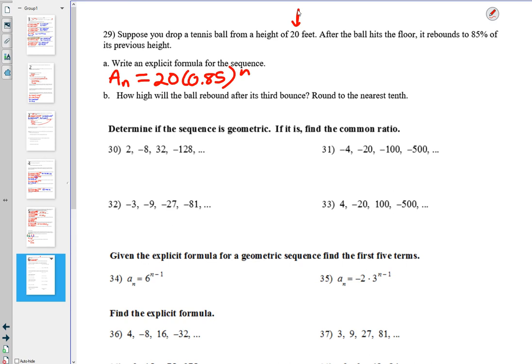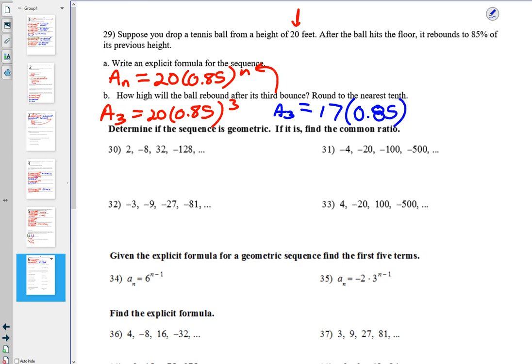How high will the ball rebound after the third bounce? Okay, now that we have a formula, you can plug it in. Let's do a little science experiment. Just to show you that it works, I want to plug a 3 into the one that I already wrote, and I want to plug a 3 into the one where you would have put that 17 as your original amount, with 0.85 to the power of 3 minus 1, which is just 2. I want you to put both of those into your calculator and tell me what you get. It should be the exact same thing.